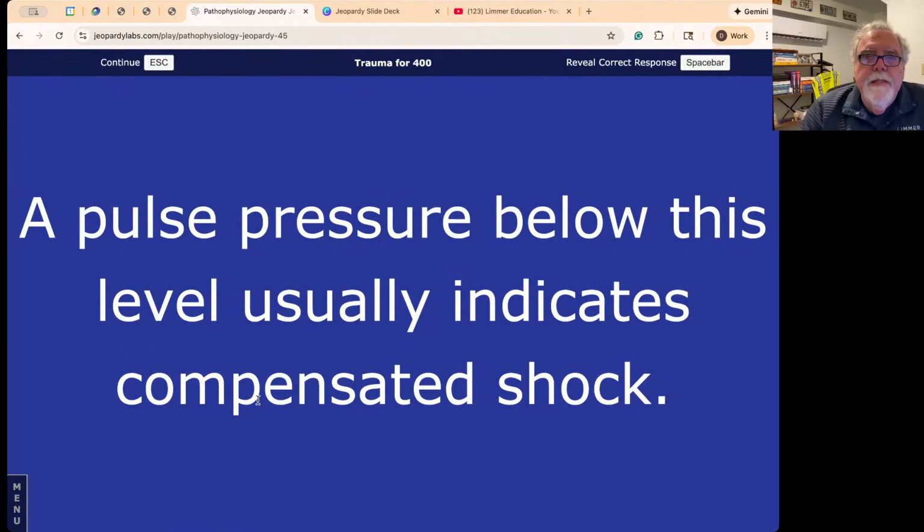Ooh, let's get into some details. A pulse pressure below this level usually indicates compensated shock. A pulse pressure below this level, now I would say that's a narrowed pulse pressure, usually indicates compensated shock.